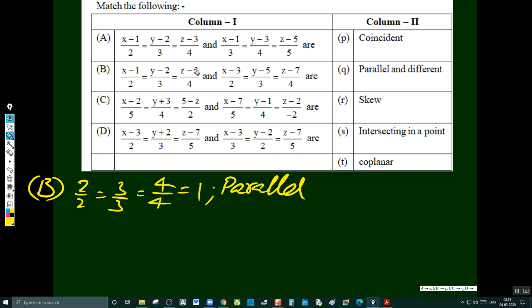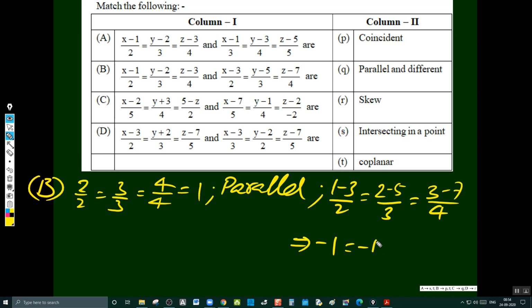Parallel coincident is also there. So if they are coincident, this point 1, 2, 3 must satisfy. Substitute 1, 2, 3 here: 1 minus 3 by 2, 2 minus 5 by 3, and 3 minus 7 by 4. Just write out whether they are equal or not. Minus 2 by 2 is minus 1, minus 3 by 3 is minus 1, minus 4 by 4 is minus 1. So it is satisfying, which means this point lies on this line.